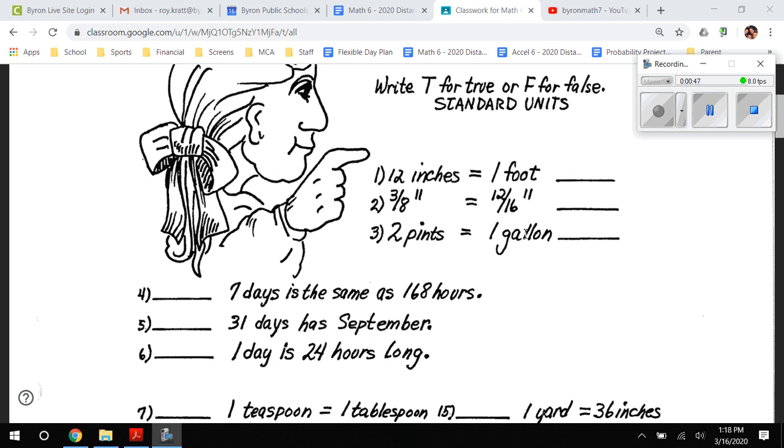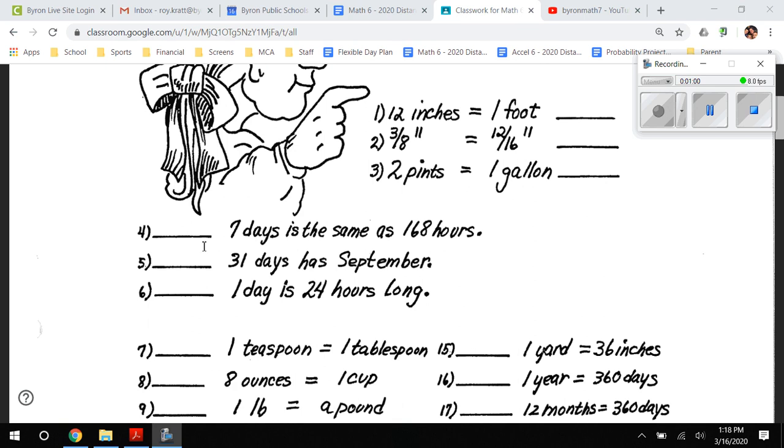2 pints equals 1 gallon. That does not sound right. 4 quarts are in 1 gallon, and there's 2 pints for every quart, so that doesn't work. So that's false. Number 4, 7 days is the same as 168 hours. Well, 7 days. There's 24 hours in a day, correct? So 24 times 7 is 168. So that's true.